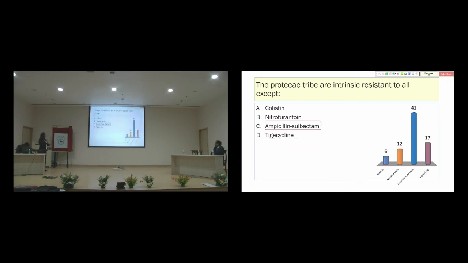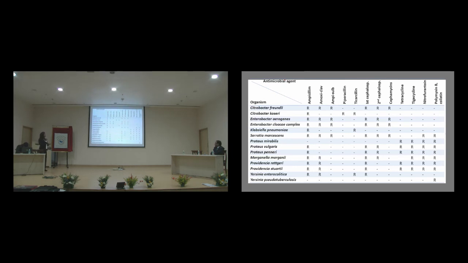Most of you have got it correct, ampicillin-sulbactam. So you know that in CLSI, at the end pages, there is a table showing a clear picture of the intrinsic resistance. This is the organism list and these are the antibiotics. R means intrinsic resistance in this table. This table is available for Enterobacteriaceae, non-fermenters, Enterococcus, and even for Staphylococcus.